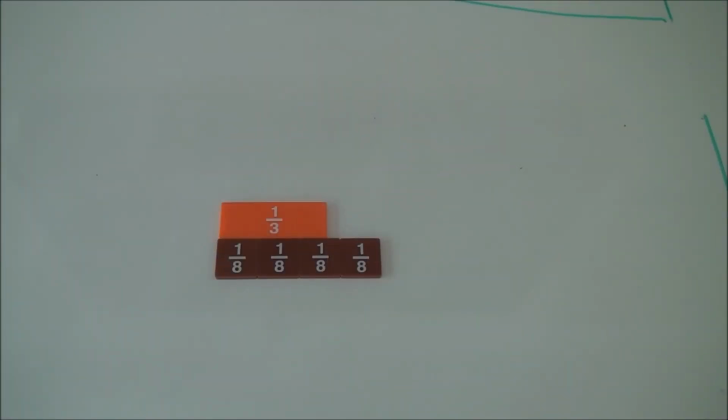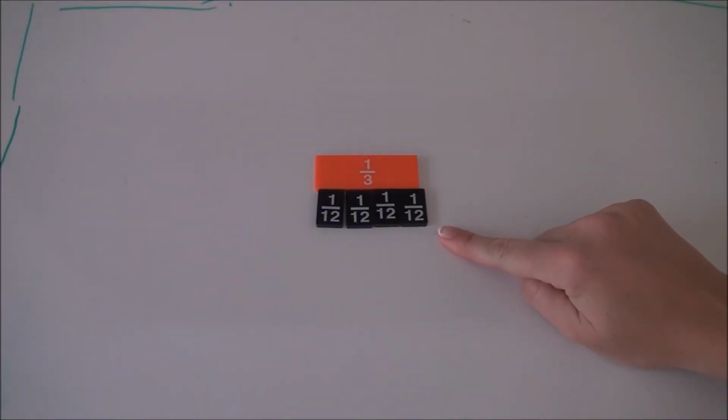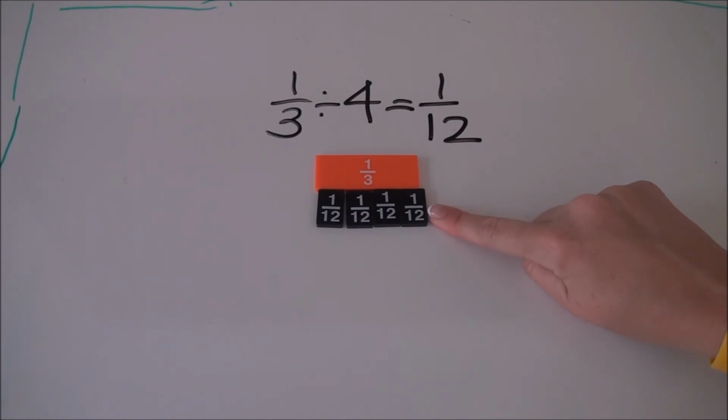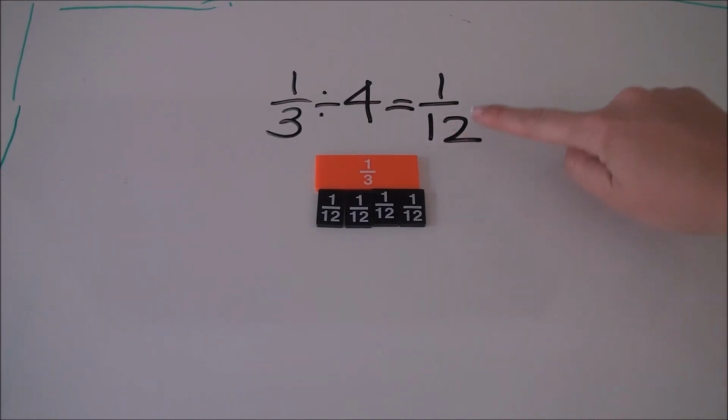Now, if we look at our fraction bars, here is our 1/3. And we need to see when it is divided into 4 equal parts, what is each part? So, if we look at the 1/8, we can see that that is too big. But when we put in our 1/12, we can see that they are equivalent. Therefore, 1/3 divided by 4 is equal to 1/12.